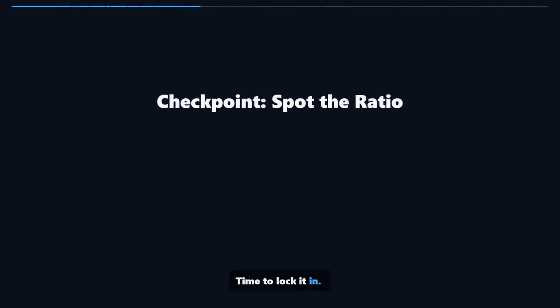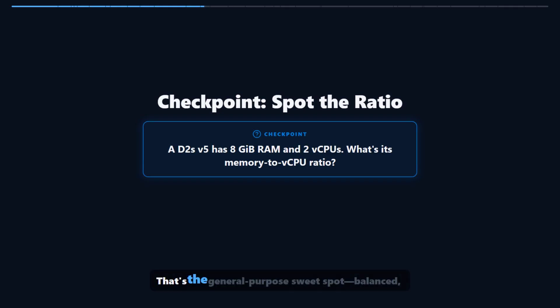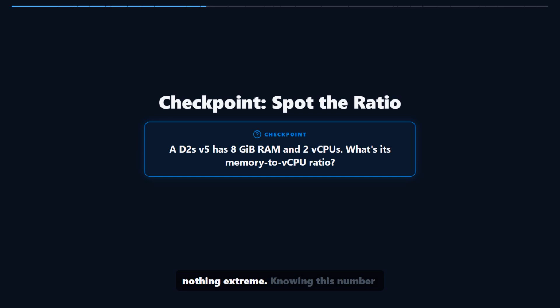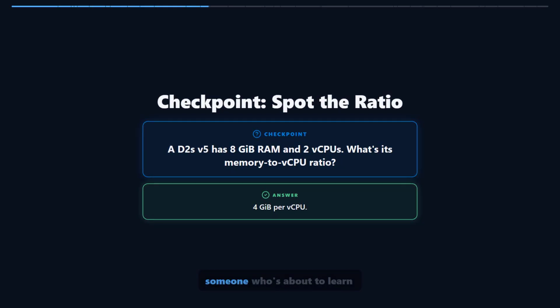Time to lock it in. If you've got 8 gigs of RAM across 2 virtual CPUs, the ratio is 4. That's the general-purpose sweet spot. Balanced, nothing extreme. Knowing this number before you click deploy is what separates a pro from someone who's about to learn the hard way.